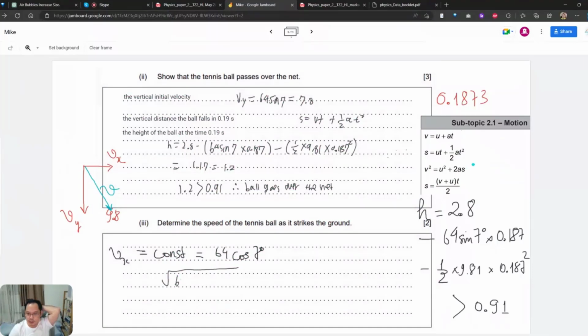Use the third formula here. Calculate the vertical velocity. Here.